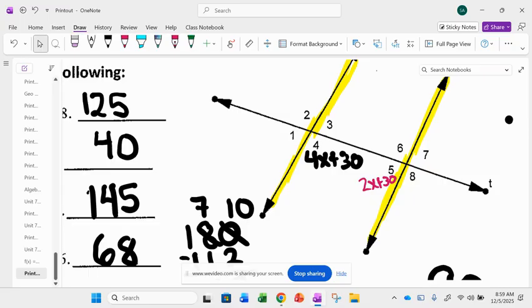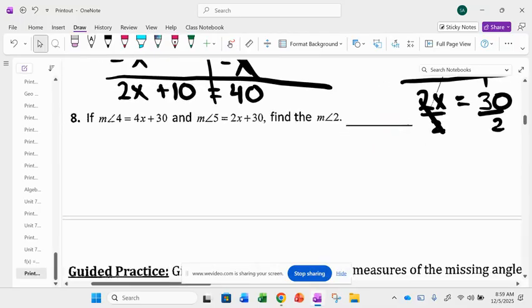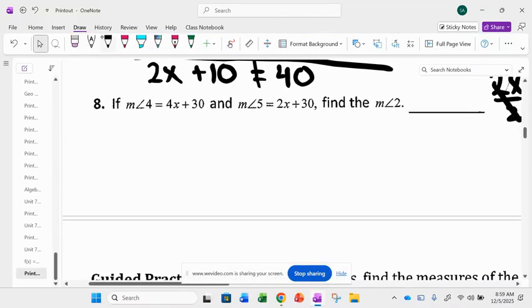So looking at this, I see a C. And 4 and 5 are in that C. What do we know about the angles in the C? Are they equal to each other or do they add up to 180? They add up to 180. So number 8, we're going to add them to 180.